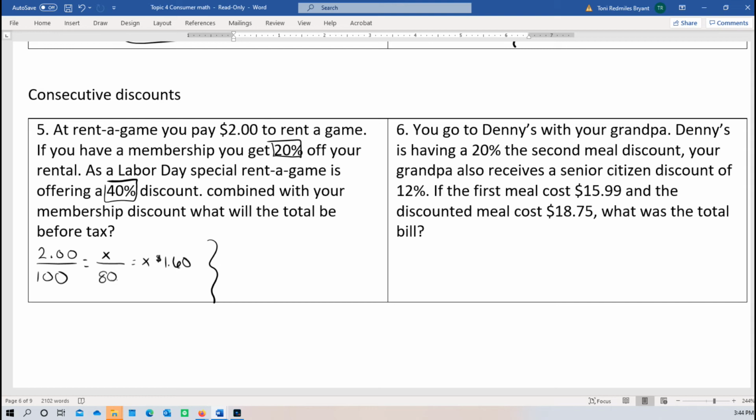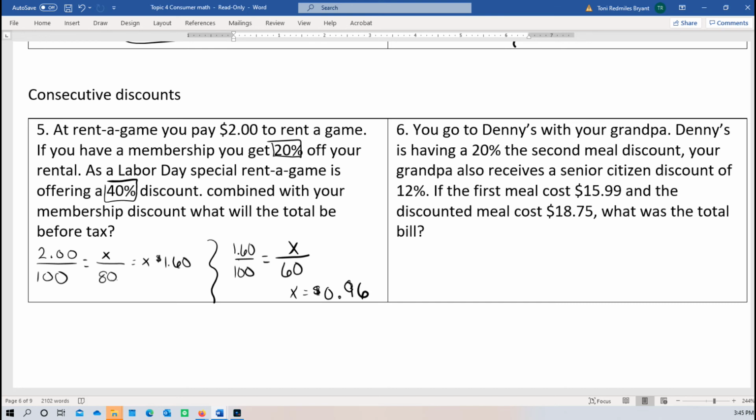All right, so in the next discount, it's discounted by 40%. 100% of the cost right now is 160. We pick up where we left off. Okay, and we discount it by 40%, which means I pay 60 of this 160. And if I do that, the answer is going to be 96 cents. Sorry. So you're gonna be able to leave this Rent-A-Game paying less than $1. It's pretty awesome, isn't it?